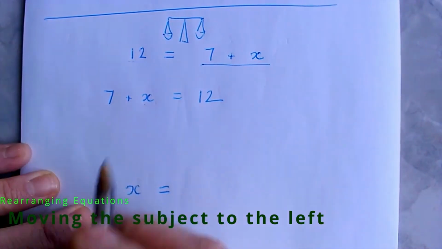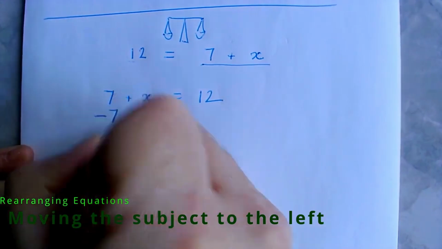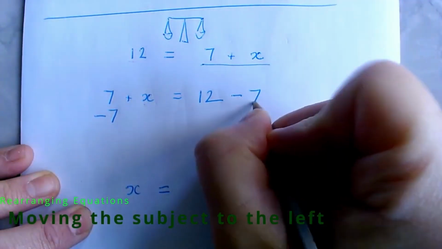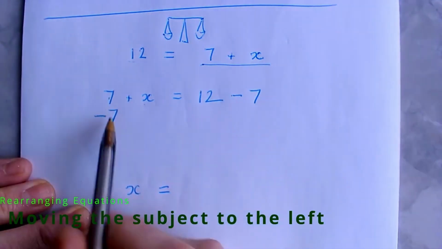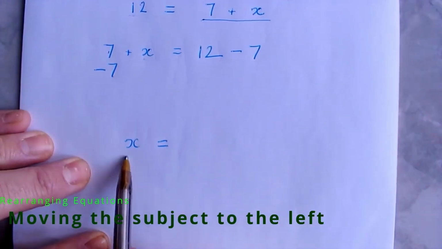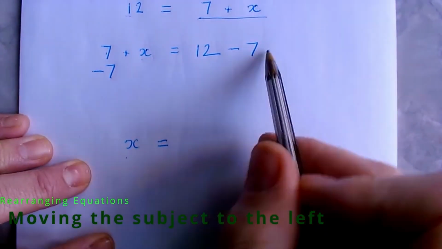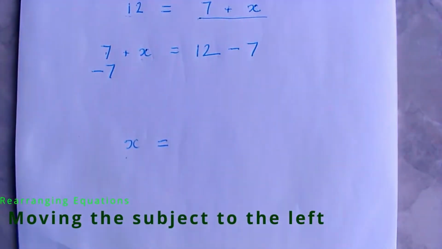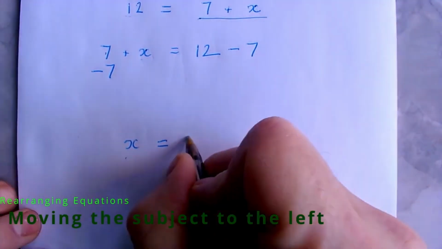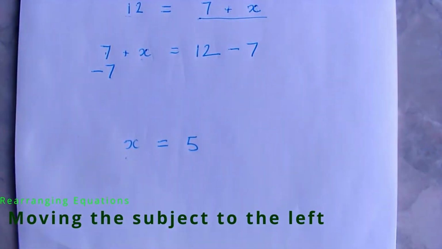I've basically just flipped the equation, but I want x, and at the minute I've got 7 plus x, so to get rid of this 7, I'm going to take away 7 from both sides. The 7 take away 7 leaves me with x. And 12 minus 7 is, of course, 5. So x is 5.